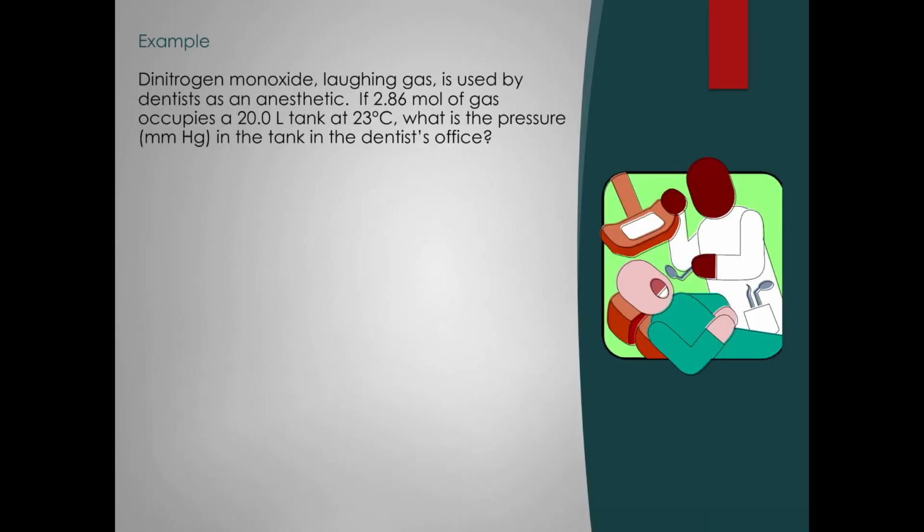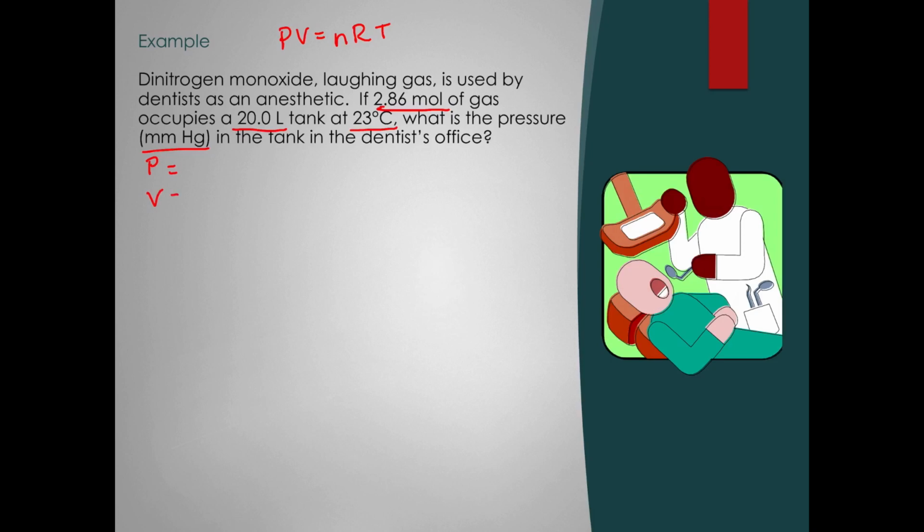So here's an example. Dinitrogen monoxide, or laughing gas, is used by dentists as an anesthetic. If 2.86 moles of a gas occupies a 20-liter tank at 23 degrees Celsius, what is the pressure in millimeters of mercury in the tank at the dentist's office? Okay, so here we just have moles of gas, one volume, one temperature. We're looking for one pressure, right? So we don't have changing conditions. These are set conditions. So that means we're going to use PV equals nRT for this problem.